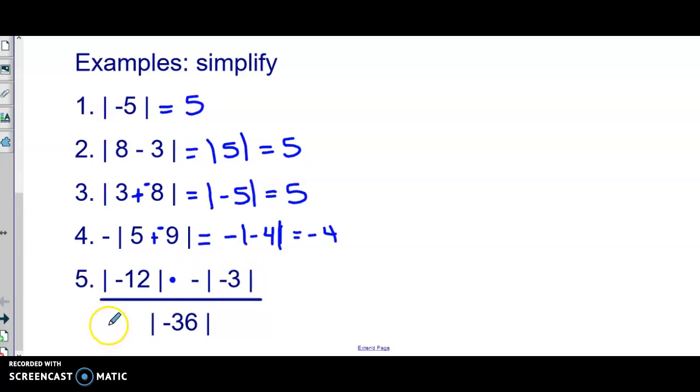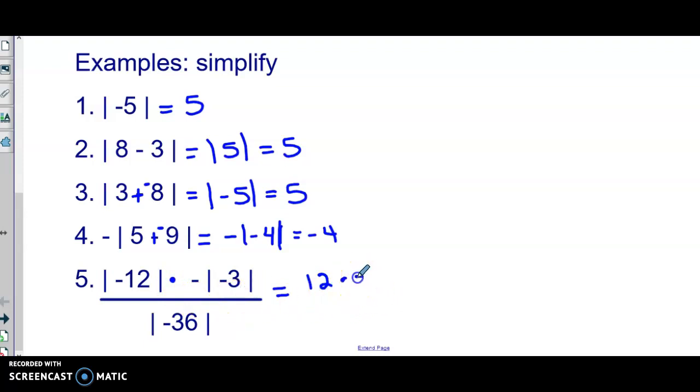All right, let's take a look at number 5. This one gets a little bit more complicated. So we have the absolute value of negative 12 times negative the absolute value of negative 3, divided by the absolute value of negative 36. So let's break this down into parts and try to simplify this as best we can. All right, so the absolute value of negative 12 is positive 12 because the absolute value is always positive, times we have this negative sign outside of the absolute value symbol.